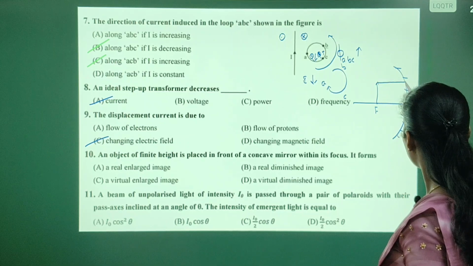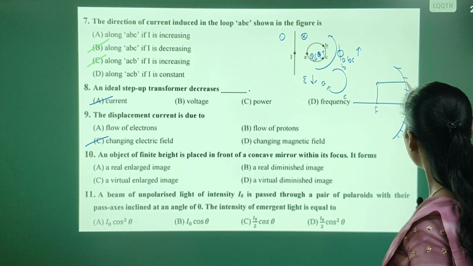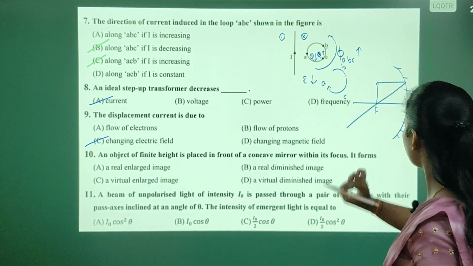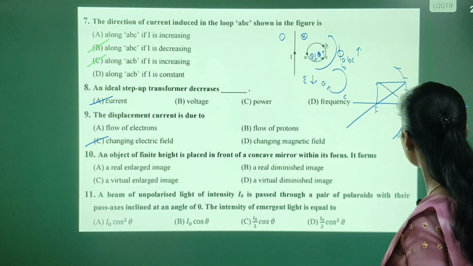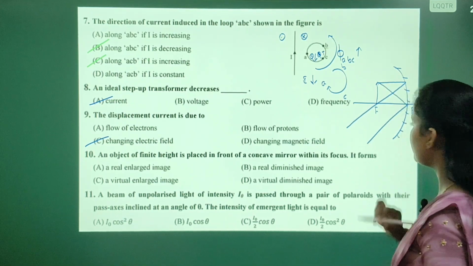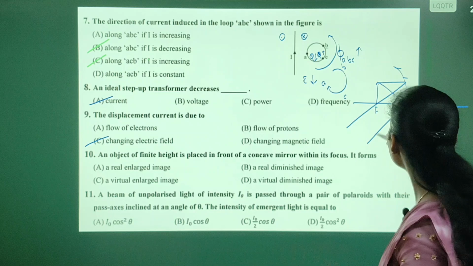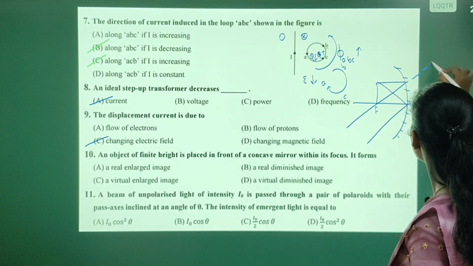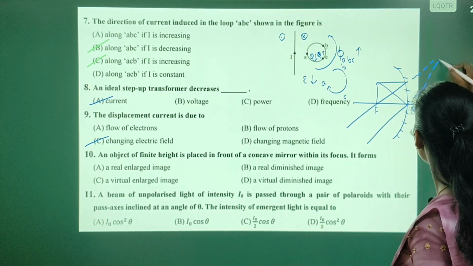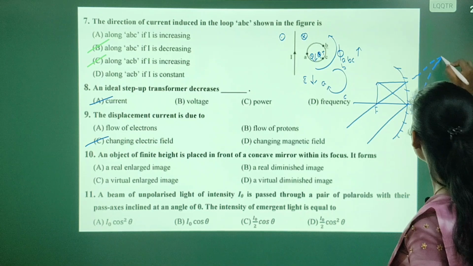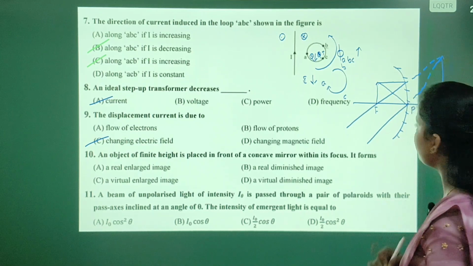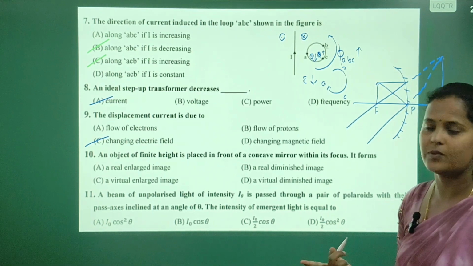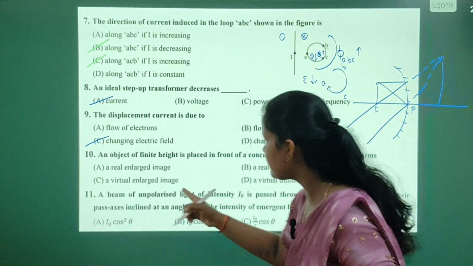Wherever the image is formed, I am passing the ray from the focus and passing the ray through the pole. Two rays I am passing. Here, wherever the image is formed, the image is behind the mirror. So here the virtual and enlarged image will be formed. Virtual and enlarged image. Okay, here what is the answer for this question?